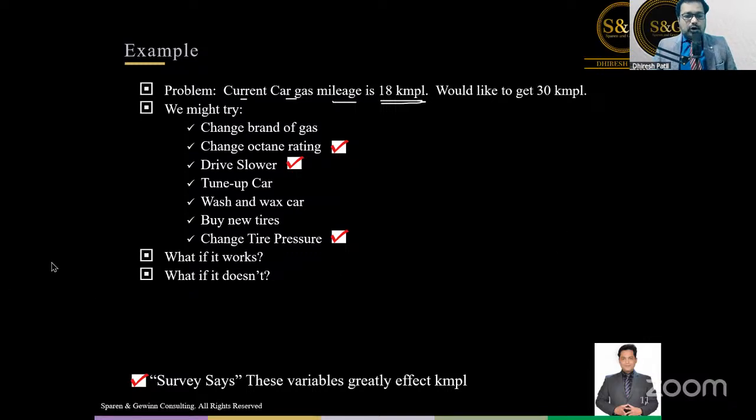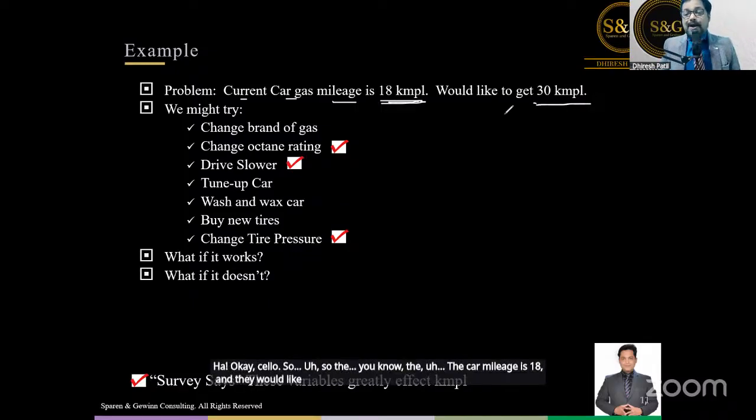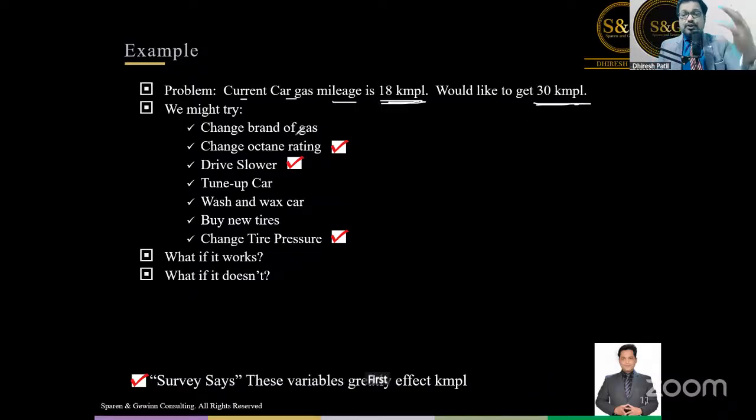Okay. Chalo. So the car mileage is 18 and they would like to make it 30 kmpl, kilometers per liter. So first they did the brainstorming and came out with all the factors.